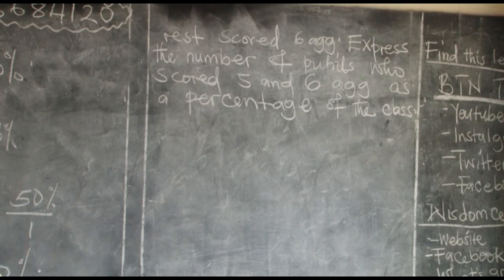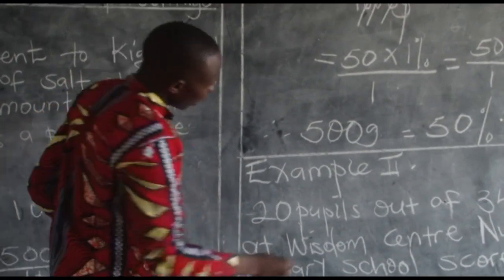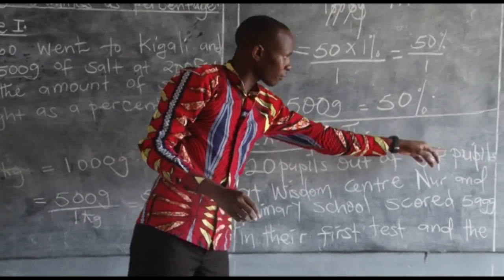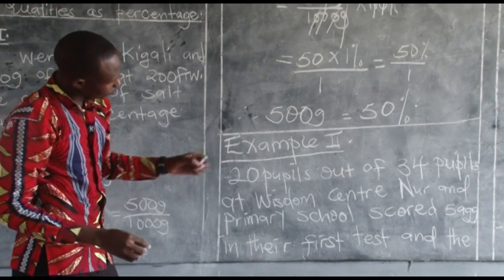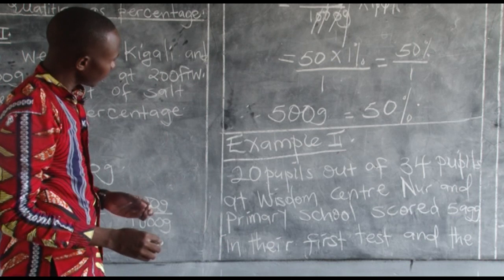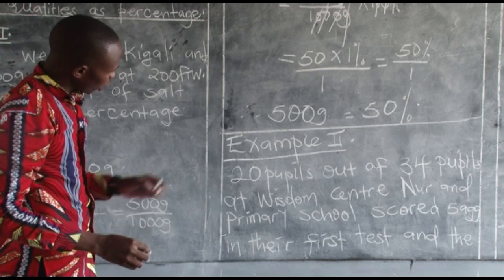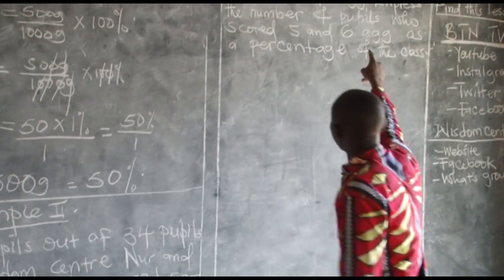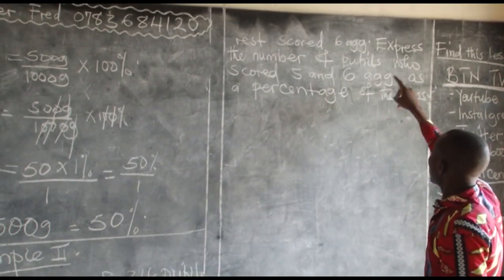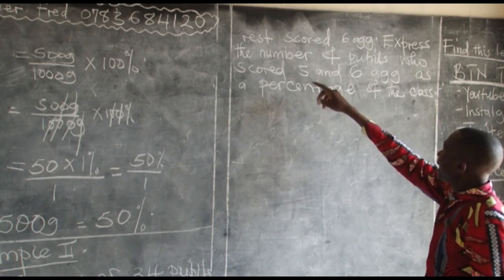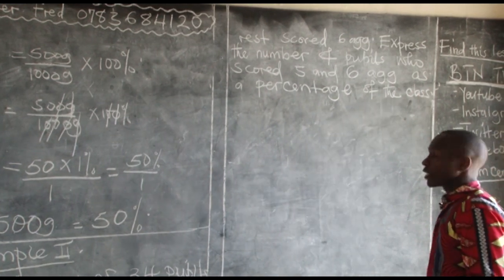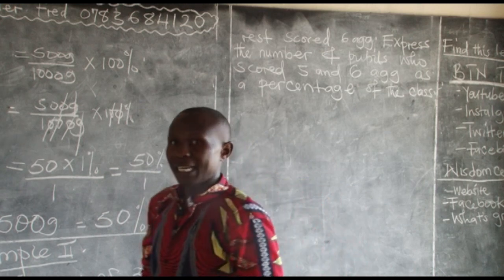So let's look at that. When we look at example 2, what is it saying? It is saying 20 pupils out of 34 pupils at Wisdom Center, nursery and primary school scored 5 aggregates in their first test. And the rest scored 6 aggregates. Express the number of pupils who scored 5 and 6 aggregates as a percentage of the class. Right. Let's now look at this.